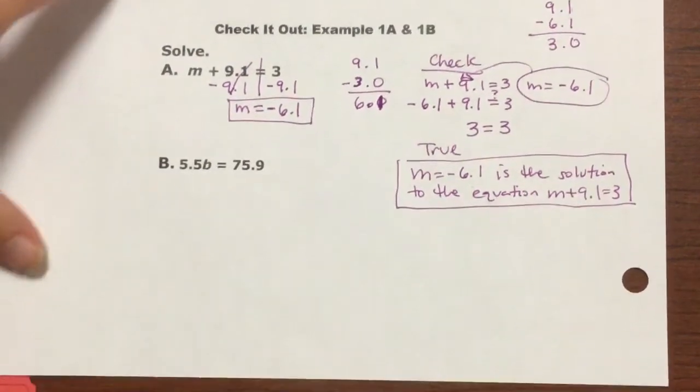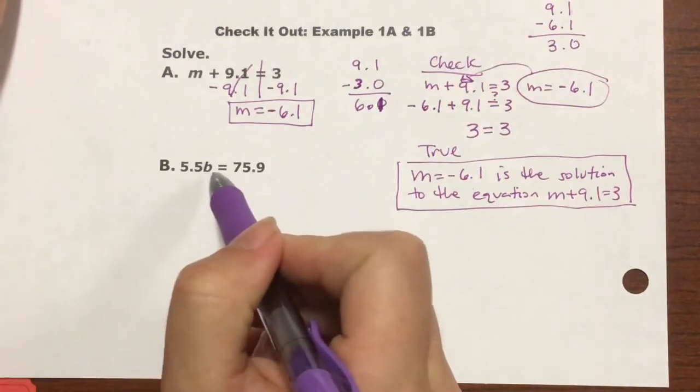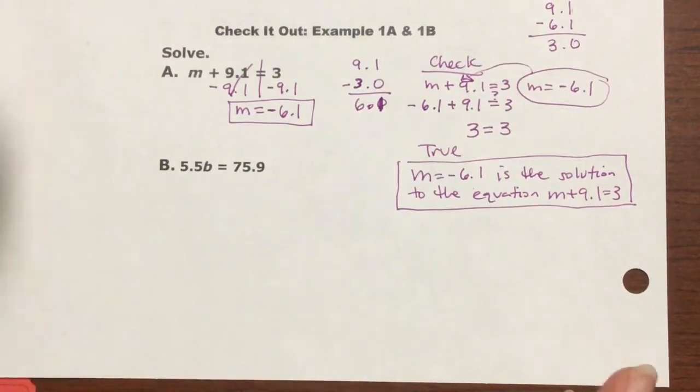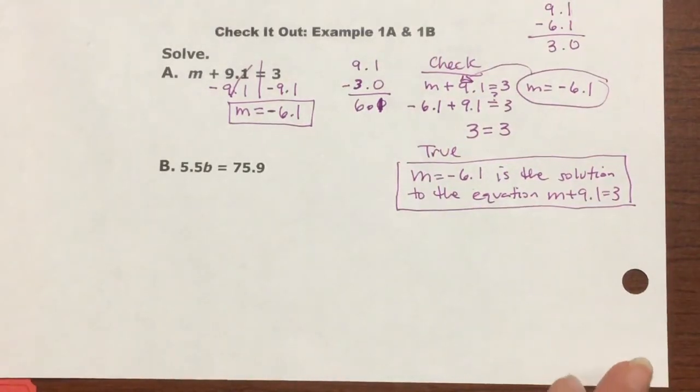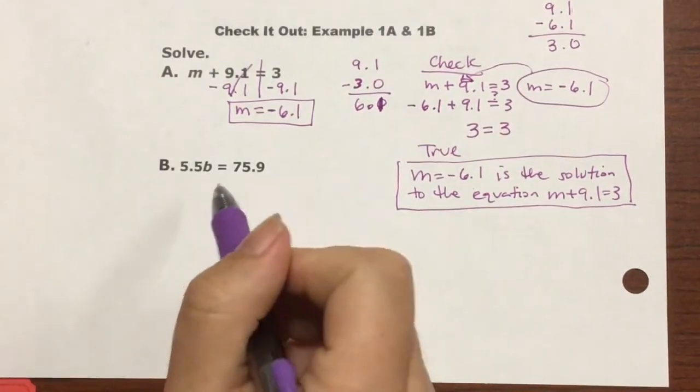Okay, on to B. Let's see if you did that one right. Okay, we have 5.5b equals 75.9. We are trying to isolate b and get b by itself. So, is b by itself? No, it's not. Okay, what is around b? Well, 5.5 is. Well, how is 5.5 related to b?